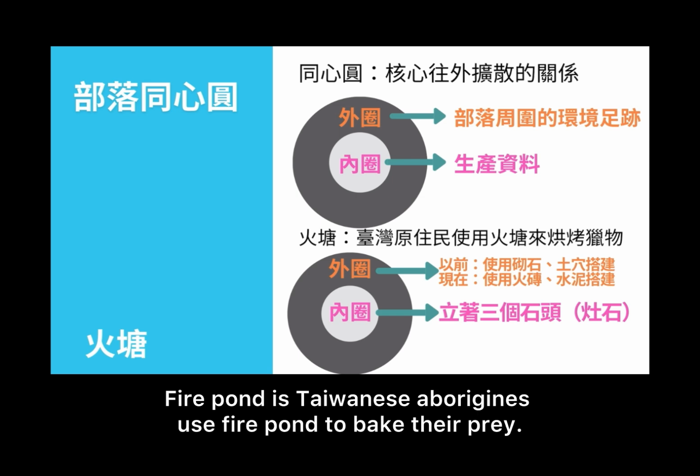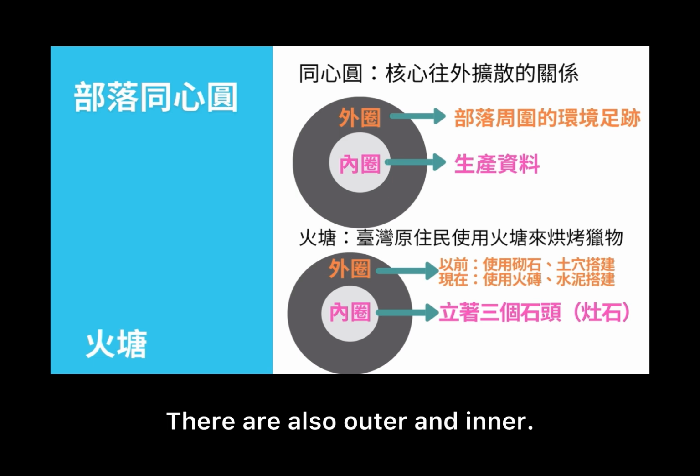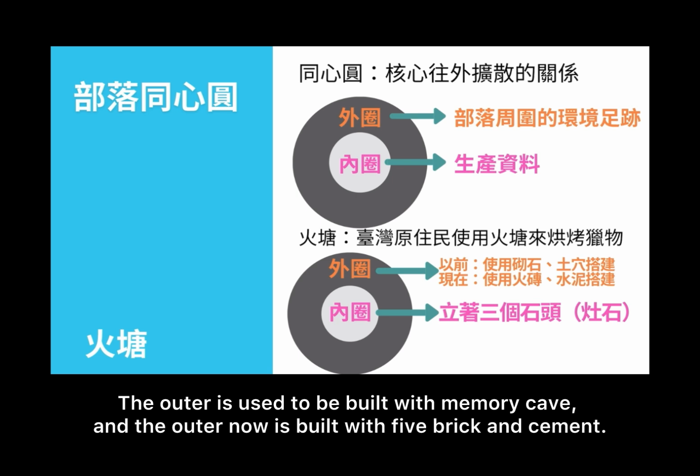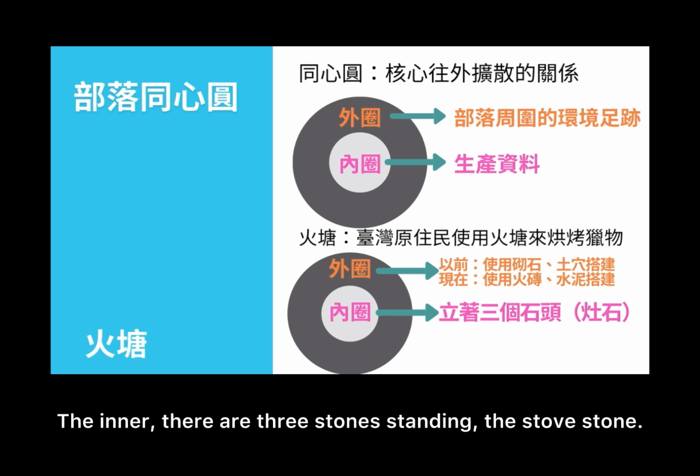The 5 pond is where Taiwanese Aborigines use 5 ponds to bake their prey. There are also outer and inner. The outer used to be built with memory cave, and the outer now is built with brick and cement. The inner, there are 3 stones standing, the stove stone.